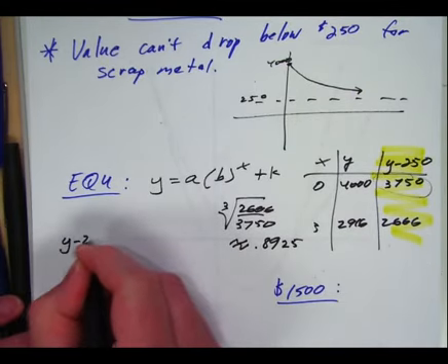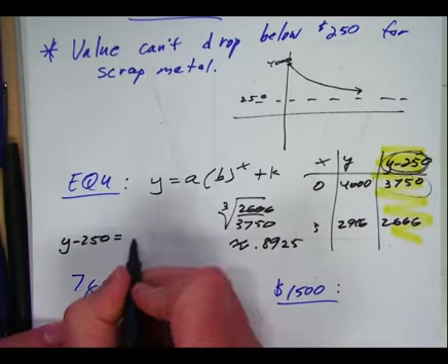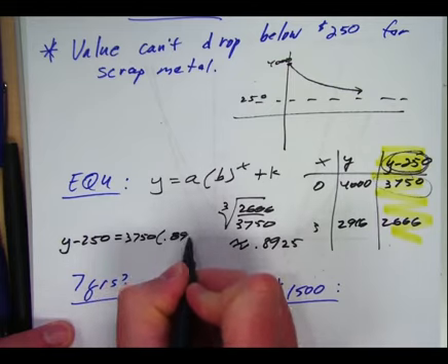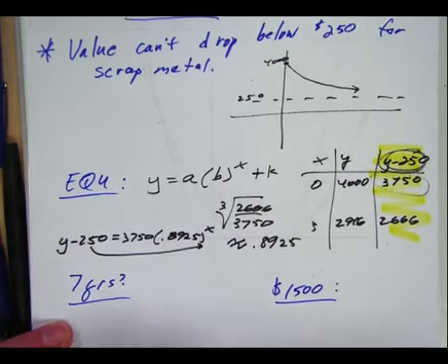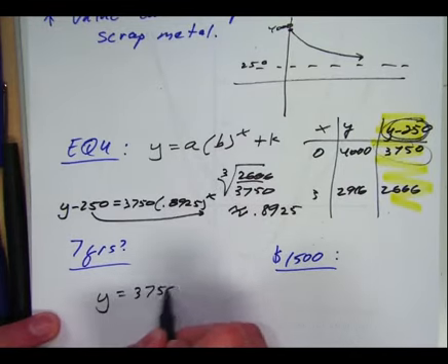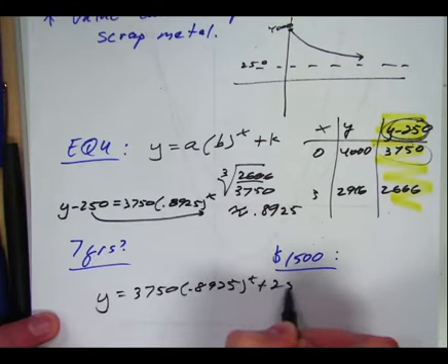So y minus 250 is what my equation starts at, because that's the column I'm working with. It starts at 3750 times 0.8925 to the x. Then I bring the 250 over by adding it, and I've got my full equation as y equals 3750 times 0.8925 to the x plus 250.